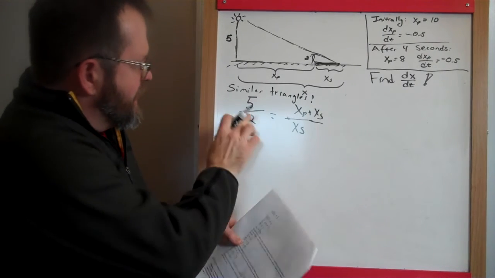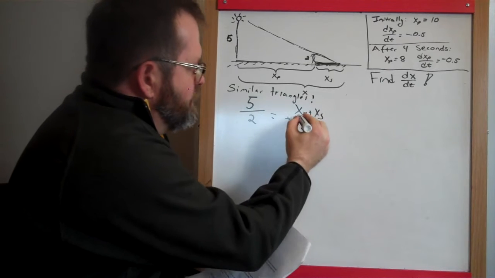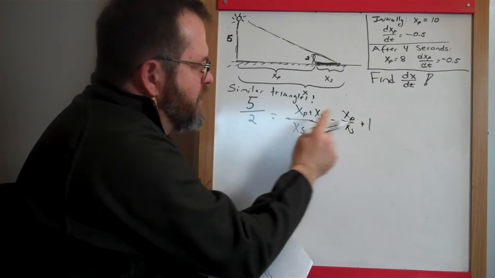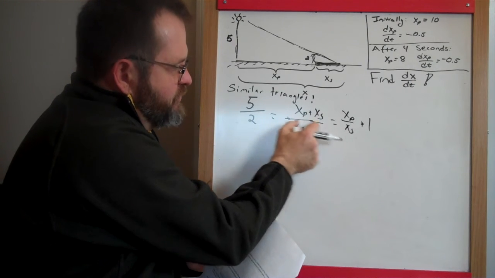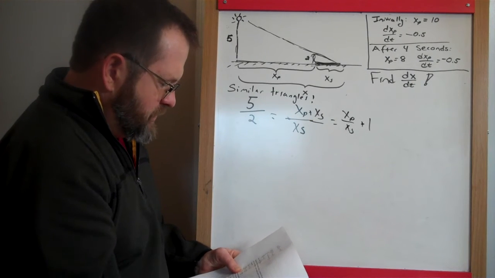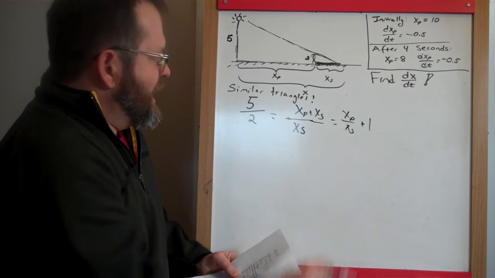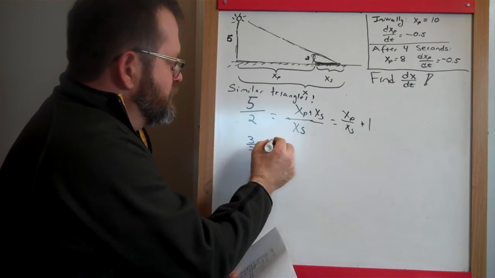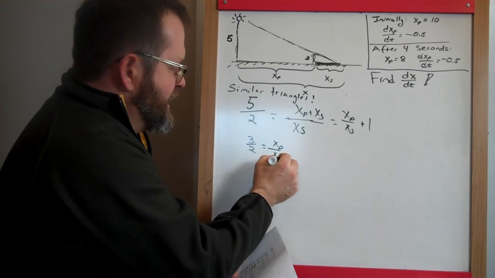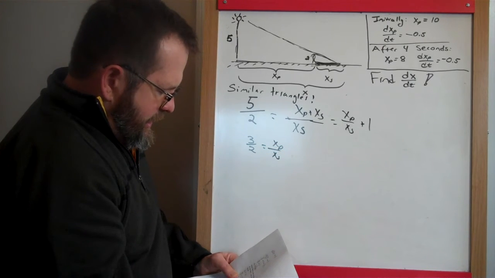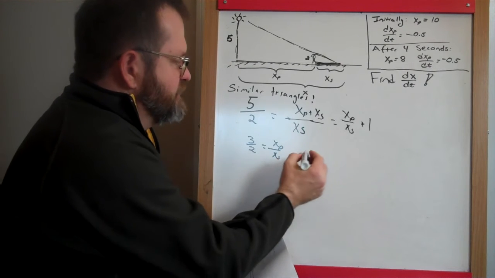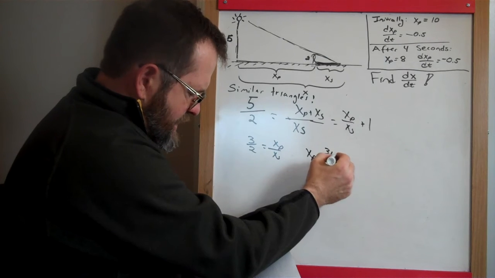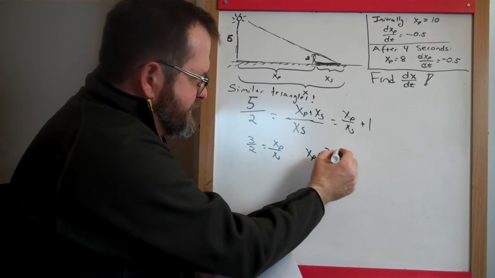Alright, so if this is how x, let's see here. We could actually expand this here. This would be xp over xs plus 1. You can see how I did that, right? I just broke that fraction up. Alright. I can pull that 1 over to the other side and make this 3/2 equals xp over xs. Let's see, which way do I want to do it? I'll pull that xs over to the other side. So xp equals 3/2 xs.